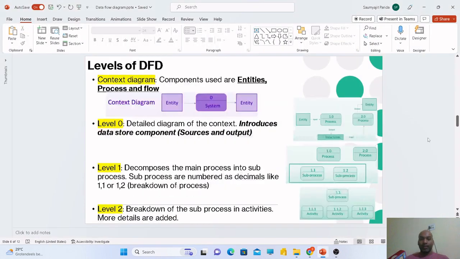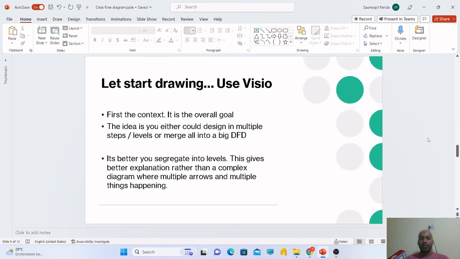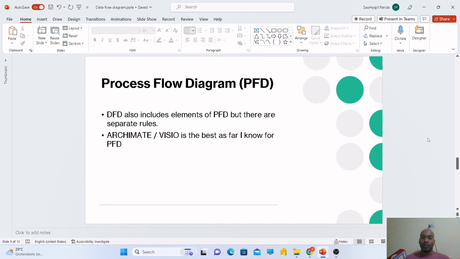Okay, enough about data flow diagrams. Well, it's easy peasy, and it depends. You just have to document for one project, and then you already know what needs to be done. Data flow diagrams and process flow diagrams are different. For process flow diagrams, I use Archimate, and also I use Visio. But initially, when I didn't have access to Visio, I was using Archimate.